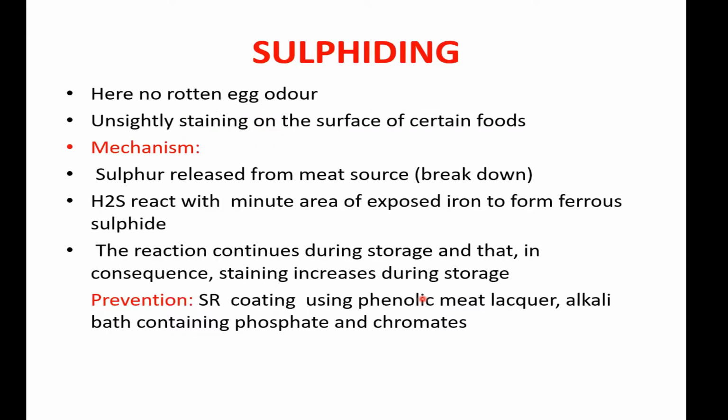What is sulfide staining? See, this is not because of bacterial spoilage. Again, this problem also we come across. When you open it, just like sulfide stinker spoilage, you find there is somewhat of a color change. The brownish or blackish color you can come across on the food surface, but you don't get a rotten egg odor.